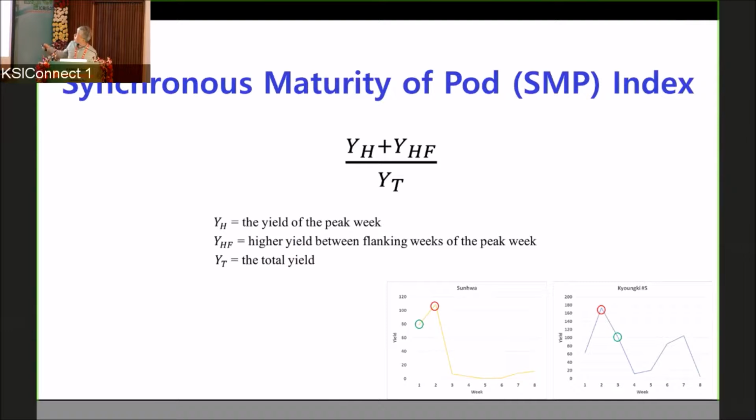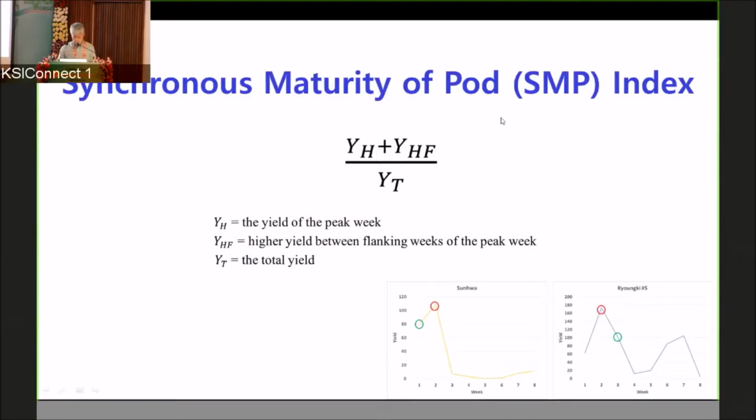This SMP Index was widely used by mungbean breeders in Southeast Asia. The yield of the peak week was added to the higher yield between the flanking weeks of the peak week, and divided by total yield. So this is the YH, and this is the YHF. This peak yield was divided by total yield. So this is called the SMP Index.